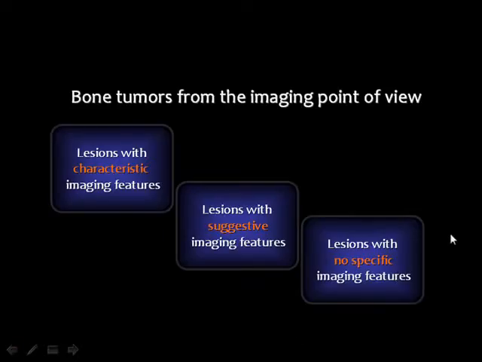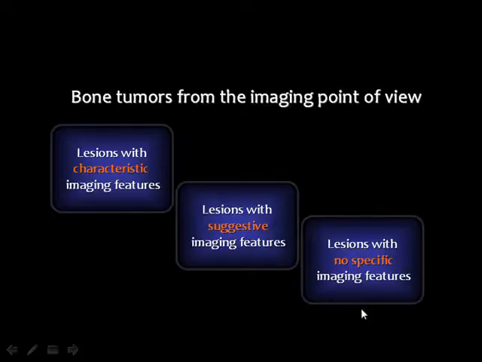Then this is the protocol for evaluation of the bone tumor in my point of view. I have classified the bone tumors into 3 categories. The first category, what I call lesions with characteristic imaging finding. You can say these are the spot diagnosis. Then if you see one of these lesions, you can safely say this is so and so. Then another group of lesions where you can suspect the diagnosis, and the diagnosis is confirmed by another imaging modality or by biopsy.